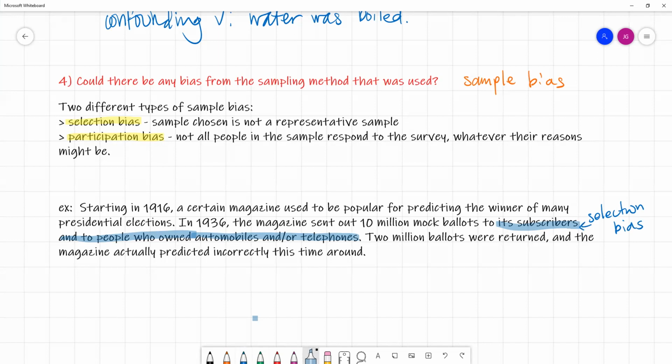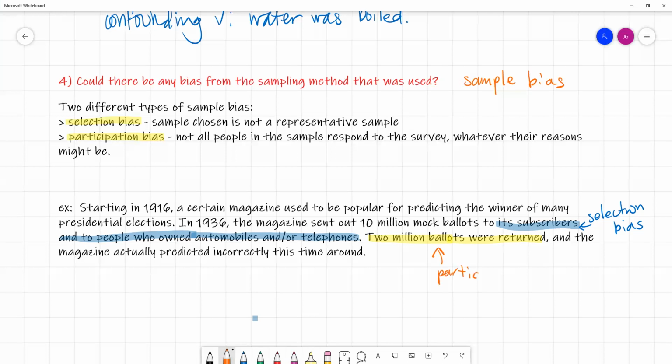And then for our participation bias, that would be this next part, okay? 2 million ballots were returned, as opposed to the 10 million that were sent out, okay? Now, 2 million ballots might still seem like a lot, but think about that number in comparison to the original number. For 10 million mock ballots to be sent out and only 2 million to be returned, that's a 2 out of 10 response rate, which is a 20% response rate, which is not very good, considering what you were aiming for. So that right there is our participation bias, okay?